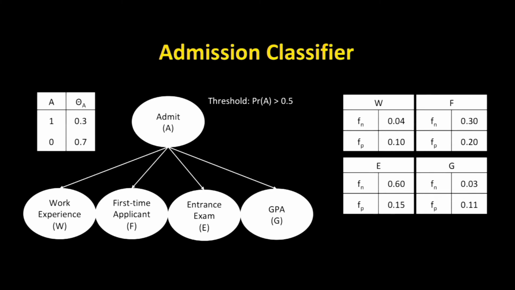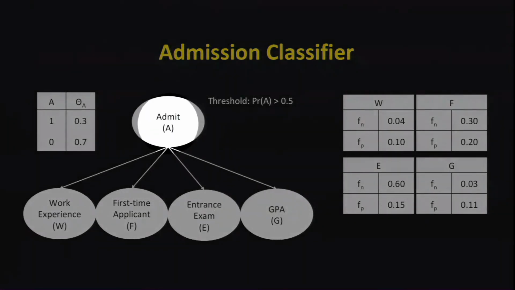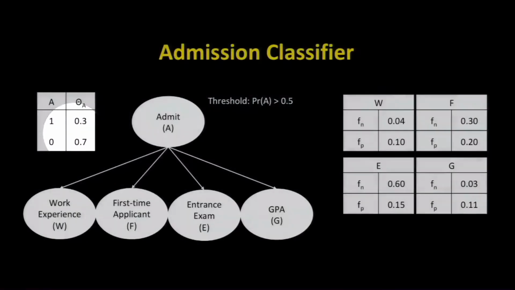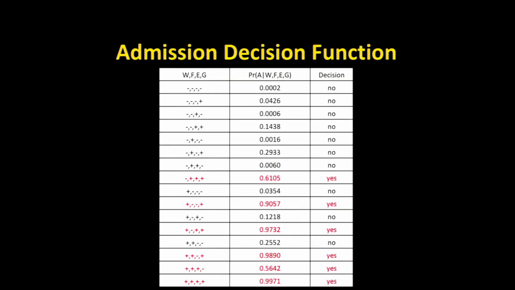This happens to be a naive Bayes classifier also, that is meant to decide whether to admit an applicant to an academic program. So this is the class variable, admit or not. And it's based on whether the applicant had work experience, whether they're a first-time applicant, whether they passed the entrance exam, and whether they have a suitable GPA. So all of these are positive, negative. And these are the CPTs for the features, and this is the prior. We're good? Okay.